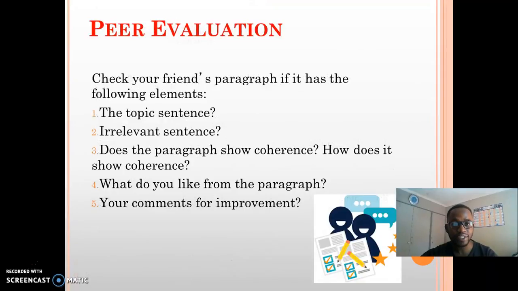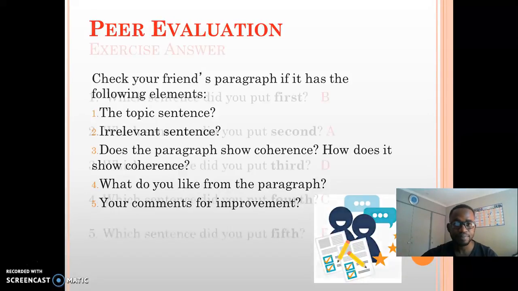After solving those, before we can even see our answers, peer evaluation. Check your friend's paragraph to see if it has the following elements: the topic sentence, irrelevant sentences. Does the paragraph show coherence? How does it show coherence? What do you like from the paragraph? Comment for improvement.